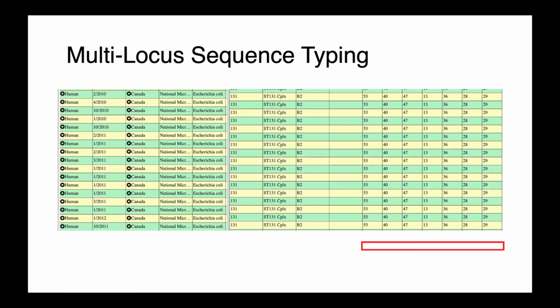coli. What we have here are the allelic profiles, so 53, 40, 47, 13, 36, 28, 29, and this represents sequence type 131. MLST is a technique that's also kind of falling out of favor. Doing PCR and amplicon sequencing on these 7 housekeeping genes is actually almost as expensive as it is to sequence the entire genome. And so increasingly what we're seeing is MLST performed in silico on whole genome sequences, which are much more efficient to generate these days.